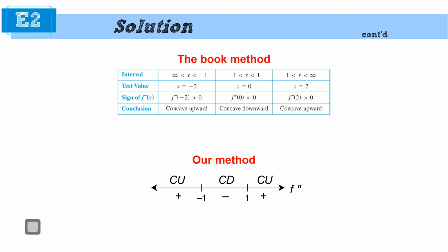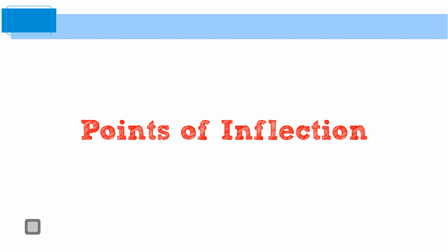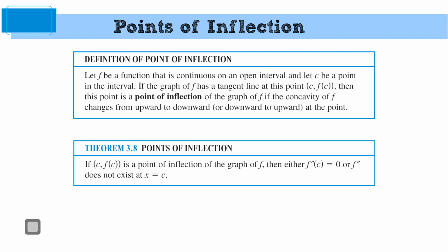We talked already about what happens at 1 and negative 1. Alex drew a bunch of pictures for us. The graph makes a transition from concave up to concave down or from concave down to concave up. Those points have a special name. They're called points of inflection, or POIs. There's the definition.